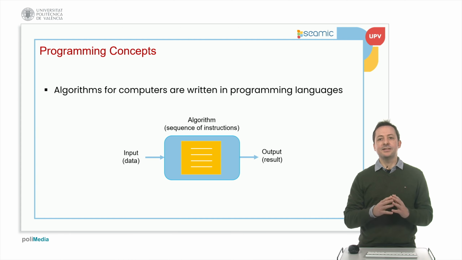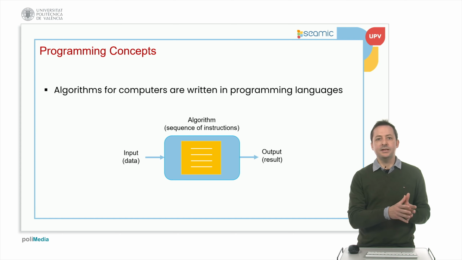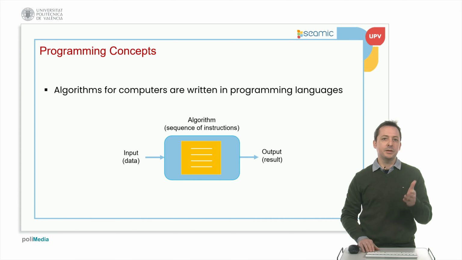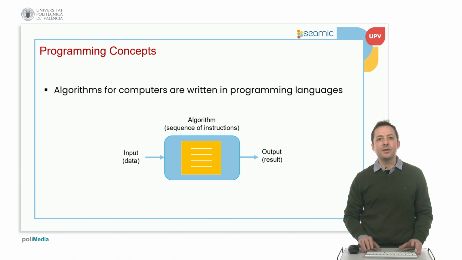In this case, the algorithm is the way in which we put some input as data, for example, and take this data, apply some instructions, and obtain some result. In this picture, you can see a summary, a view of what an algorithm is.